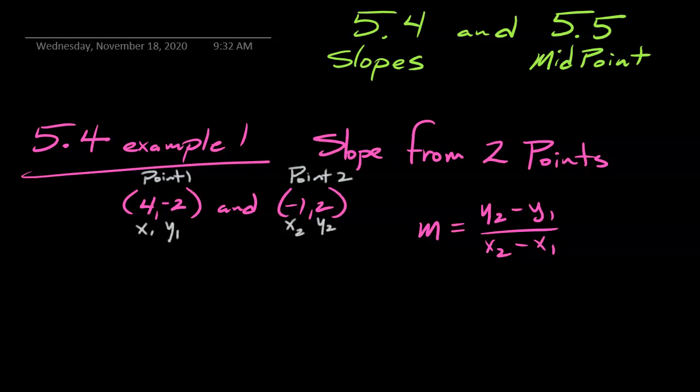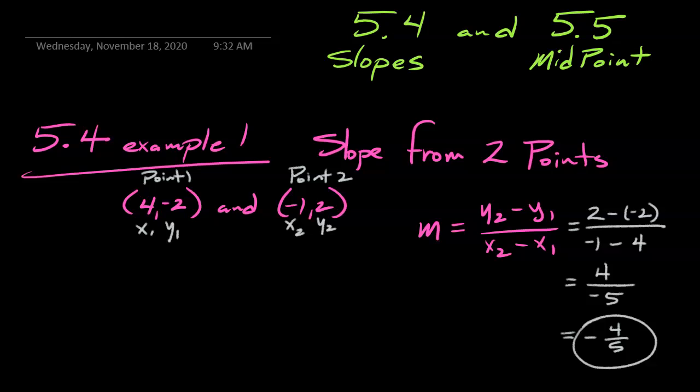And, from there, we just have to plug in the numbers. So y2 was 2. y1 was -2. x2 is -1. x1 is 4. And then we just kind of find the answers. 2 minus -2 would be +2, so we'd get 4. -1 minus 4 would be -5. And so we get -4/5.